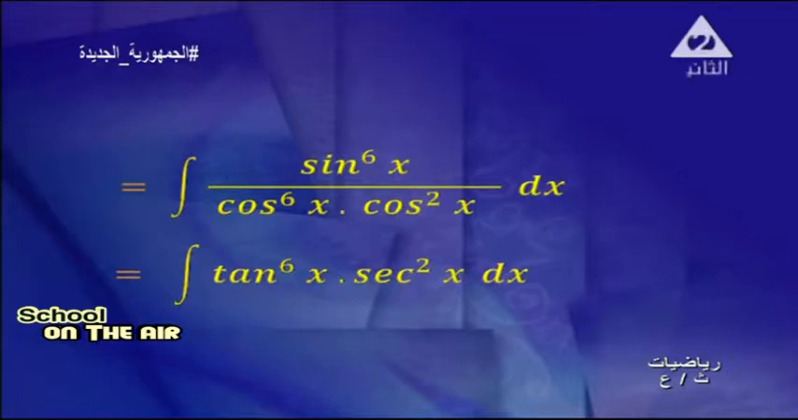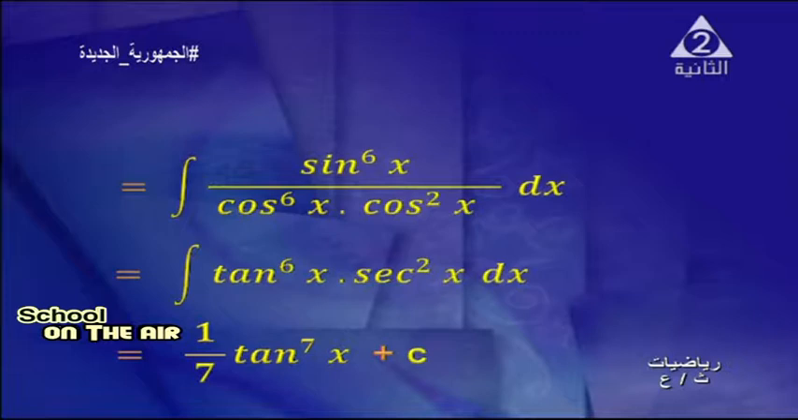Now we have a function tan x all power 6, and this function multiplies the derivative of the function inside the bracket. The derivative of tan x equals sec power 2 x. Then we add 1 to the power and divide by the new power. Then the integration equals 1 over 7 tan power 7 x plus c.